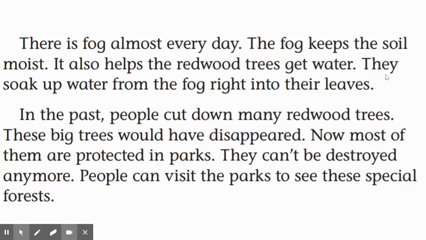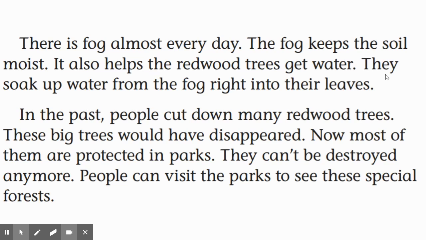All right, second graders, I see another opportunity to practice comparing and contrasting on this page. The author tells us that people didn't always protect the redwood trees. In the past, people cut them down to use their wood, probably. So in the past, people cut the trees down. Do they still cut them down today? No, they're protected in parks. So that is something that is different.